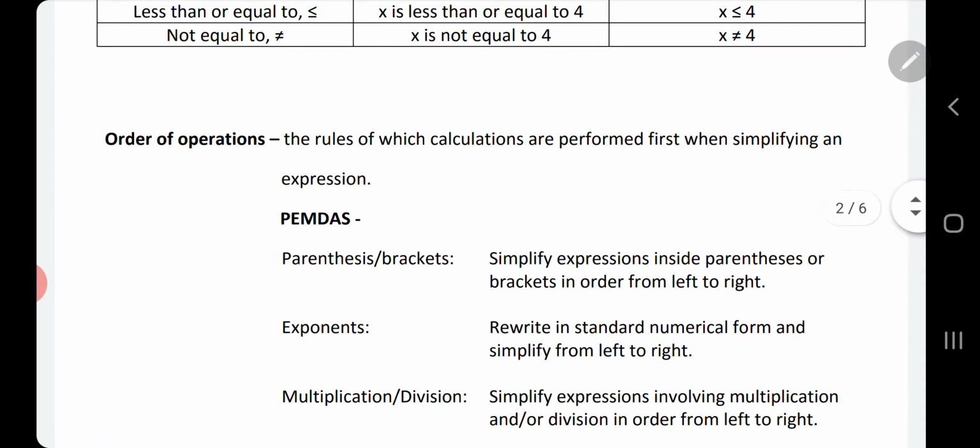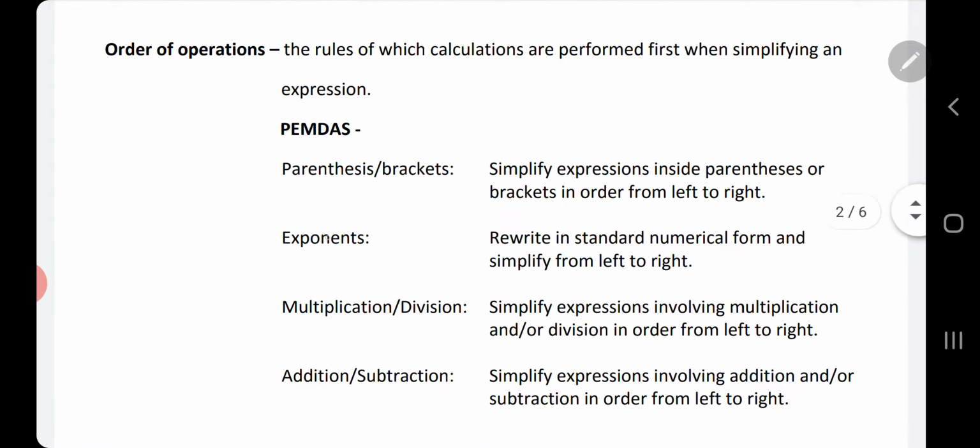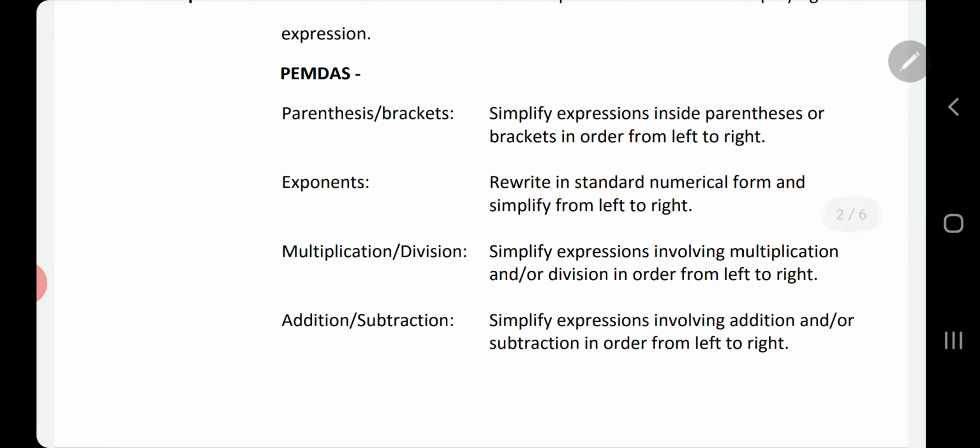Let's not forget about our order of operations. They are the rules of which calculations are performed first when simplifying an expression. We usually call it PEMDAS. We go by the order of PEMDAS. So we do parentheses and brackets first, then exponents, then multiplication and/or division, and addition and/or subtraction.